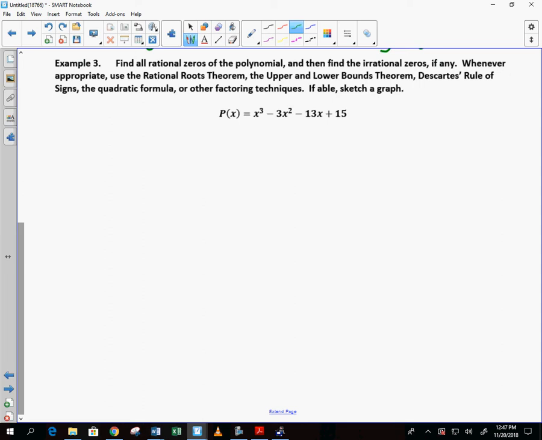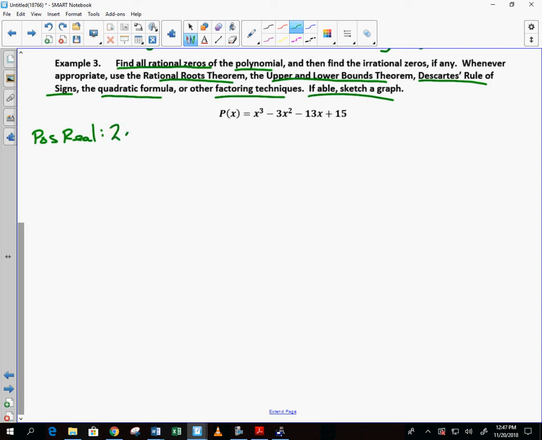Here we go. So find all rational zeros of the polynomial, then find the irrational zeros if there are any when appropriate. Use the rational roots theorem, the upper and lower bounds theorem, Descartes' rule of signs, the quadratic formula, other factoring techniques, sketch a graph, whole piece. We're taking a single problem and we're going to break it down and diagnose it inside and out, left, right, upside and down. And we start with this. I'm going to look at the number of positive real solutions of this polynomial. Somebody tell me how many possible positive real solutions do I have?